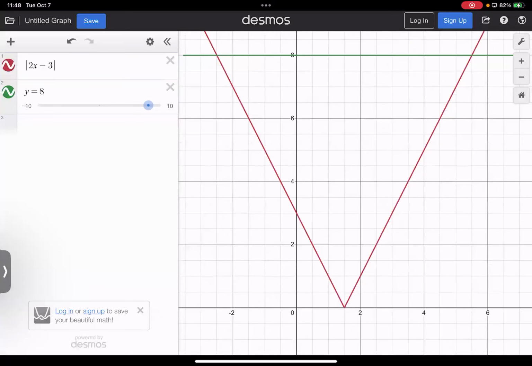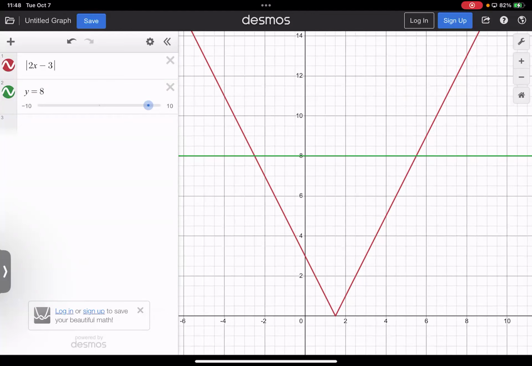So what that looks like here: technically what we're finding are the intersections. Where does this absolute value function equal 8? For absolute values, we're going to find two solutions, one for the negative side and one for the positive side. Notice that they're both positive 8, so they're still positive for the y's, but we get the negative version and the positive version.